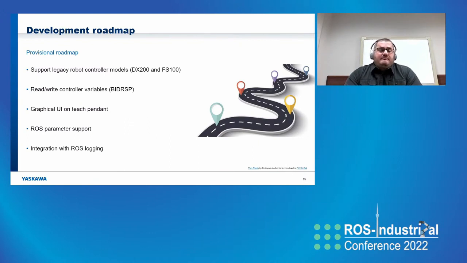One potential thing to look at is ROS parameter support. If we do end up doing more of a managed lifecycle node and supporting an actual parameter server for configuration, it'd be something to look at. Also integration with ROS logging, so that we can publish data to rosout and it'd be logged along with everything else in the work cell.